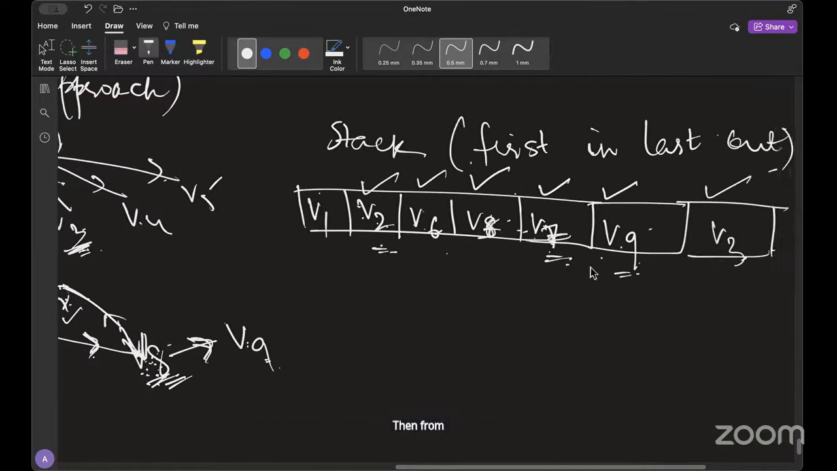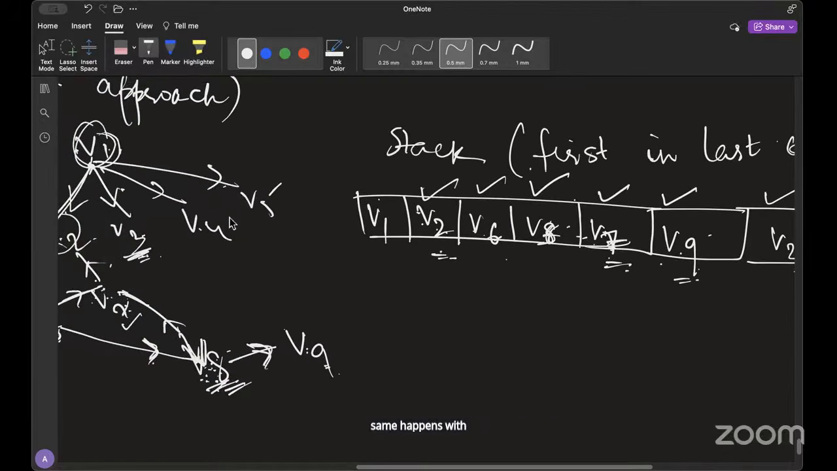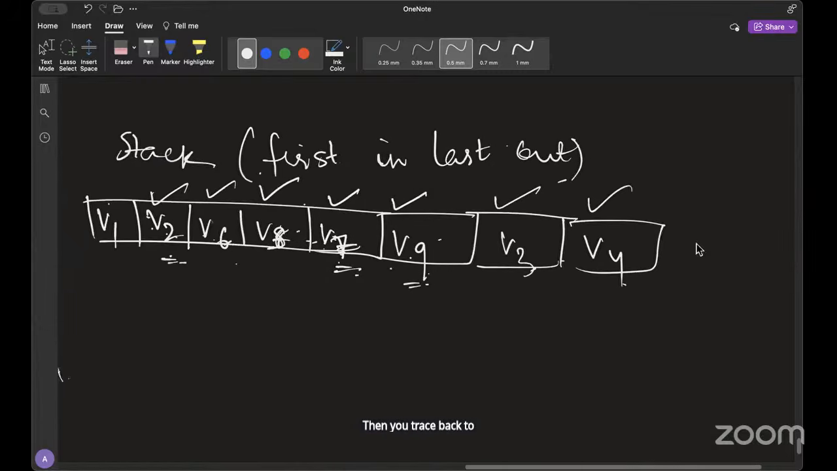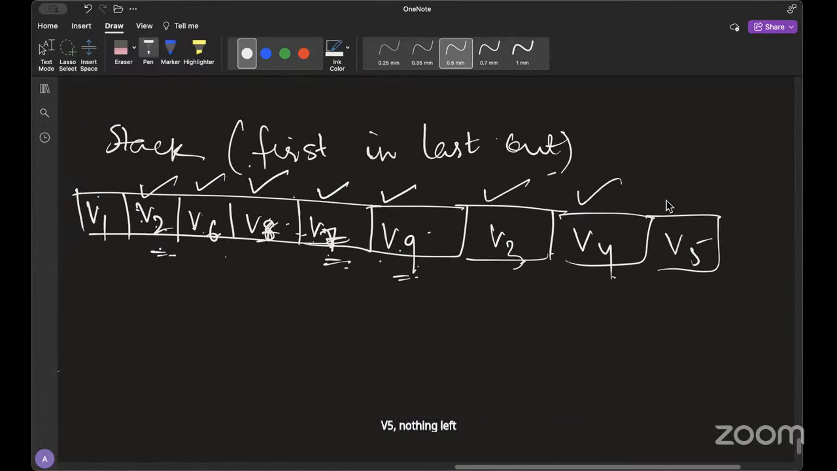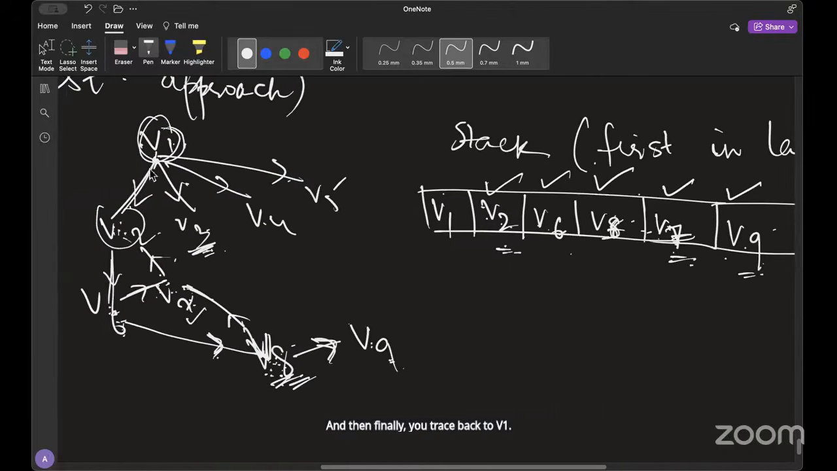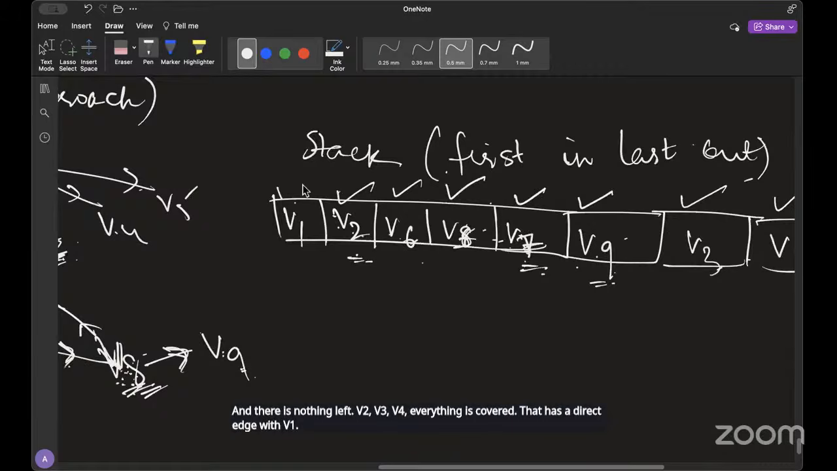Then from V1, there's V4. Same happens with V4. Nothing left to visit. So V4 is also done. Then you trace back to V1. V5, nothing left to visit from V5. V5 is also done. And then finally you trace back to V1. And there is nothing left. V2, V3, V4, everything is covered. That has a direct edge with V1. That means V1 is also done.